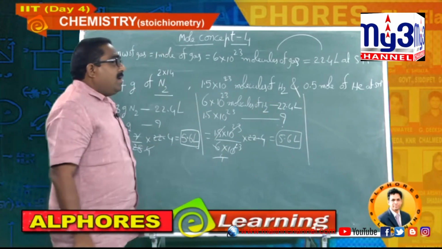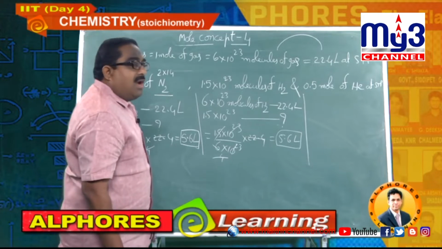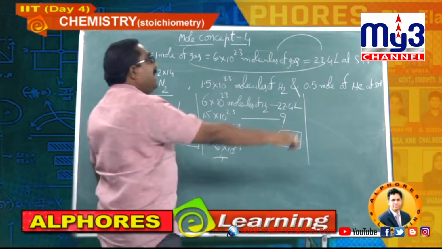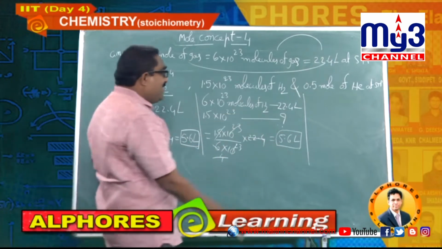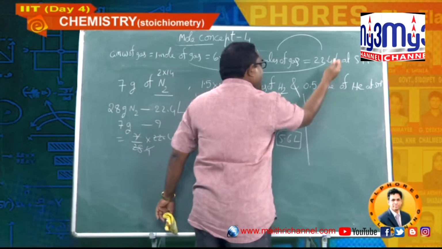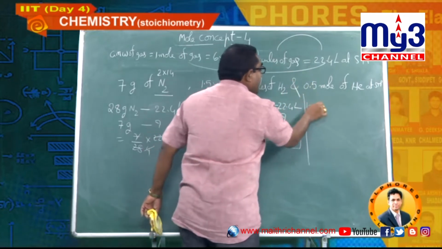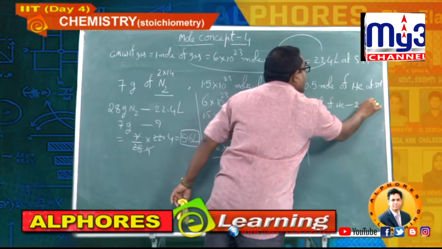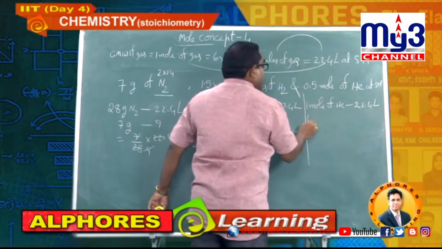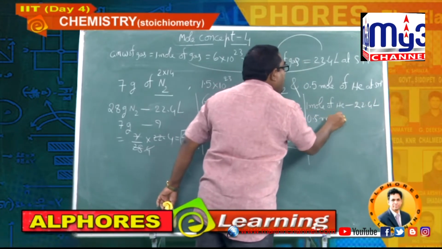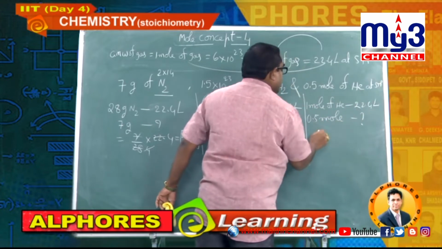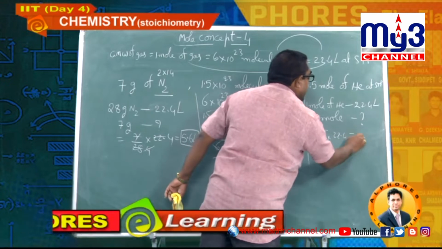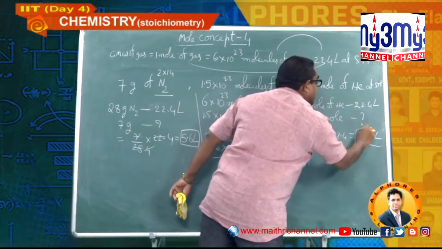And then I will go for 0.5 mole of helium. 1 mole of gas at STP occupies 22.4 liters. I am writing that. Any gas, not only helium, any gas. 1 mole of helium, you can simply write 22.4 liters, but this time I have given only 0.5 mole, half of that. So 0.5 by 1 into 22.4, that is 11.2 liters.